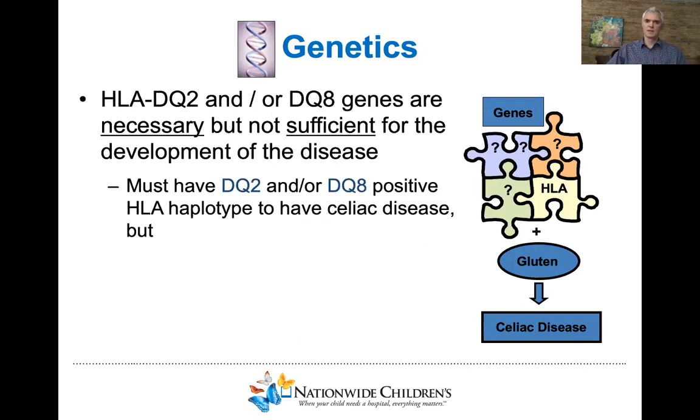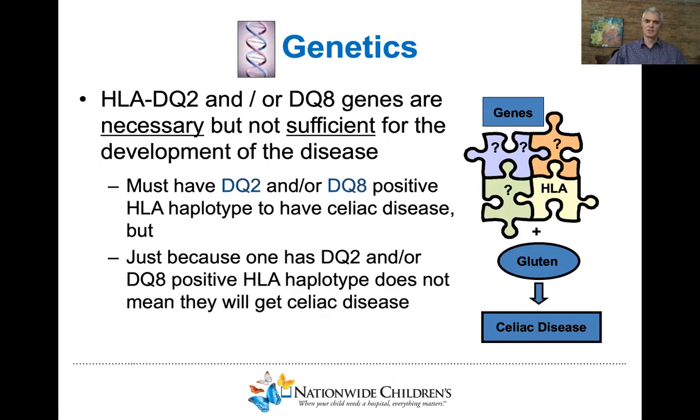Put another way, you must have either DQ2 or DQ8 in order to develop celiac disease. But just because you have one or the other of the HLA haplotypes does not mean that you will develop celiac disease. This is because these haplotypes are very common within the United States, with 30 to 40% of the population having one or the other, with very few of them actually developing celiac disease.